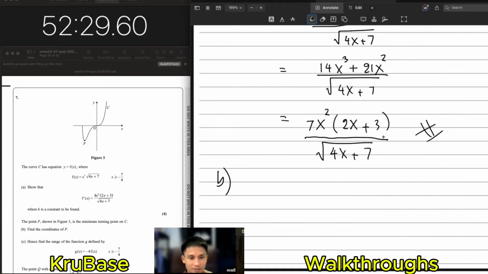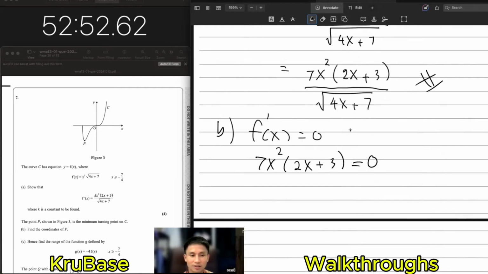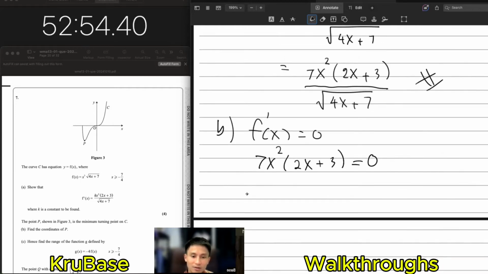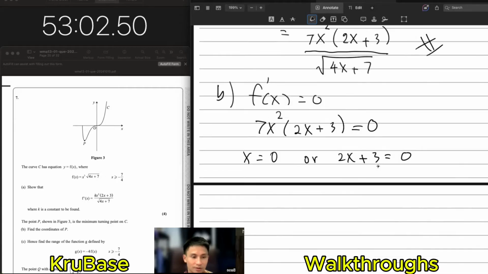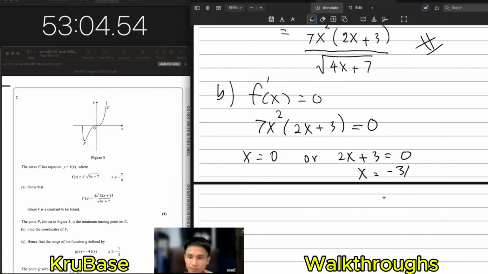If we equate this to 0, you will be able to multiply the square root on both sides and cancel that out. So I'm going to get 7x squared and all that equals 0, because we can ignore the denominator part, it doesn't do anything. And here we already see one answer from the x squared, x being 0, or 2x plus 3 being 0, so x is minus 3 over 2.